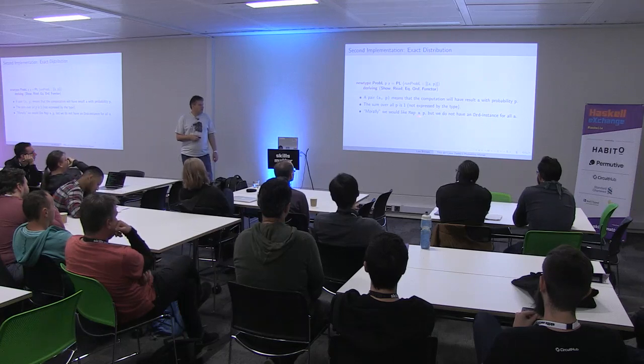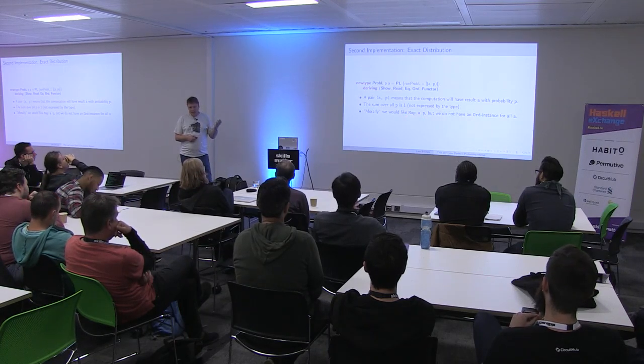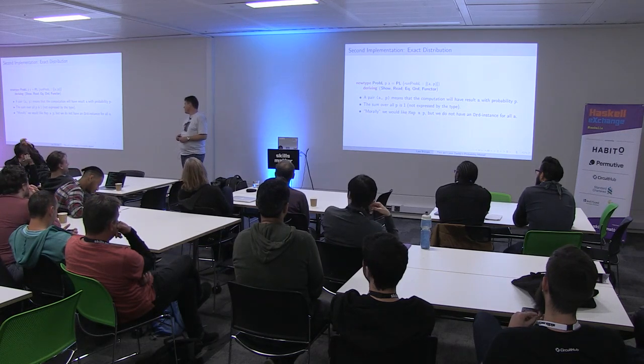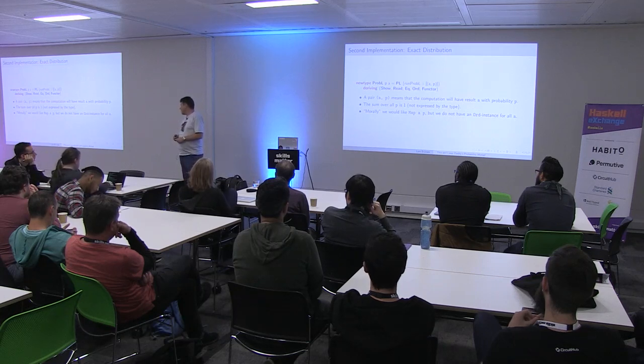And of course, morally, what we really want is a distribution. So we would like a map from A to P. But for technical reasons in Haskell, we can't do that because it must work for all A, and map only works for A's with an Ord instance, so we can't directly use that.